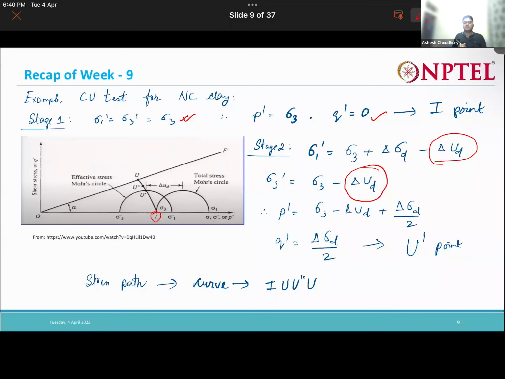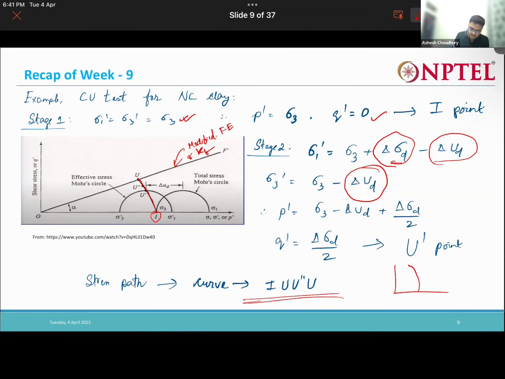The pore water pressure values will be generated while we apply the deviatoric stress. So from there, if you plot, you will get a stress path like this. This is my modified failure envelope or Kf line. This line, the stress path for the CU test, is not a straight line. It is actually a curved line.